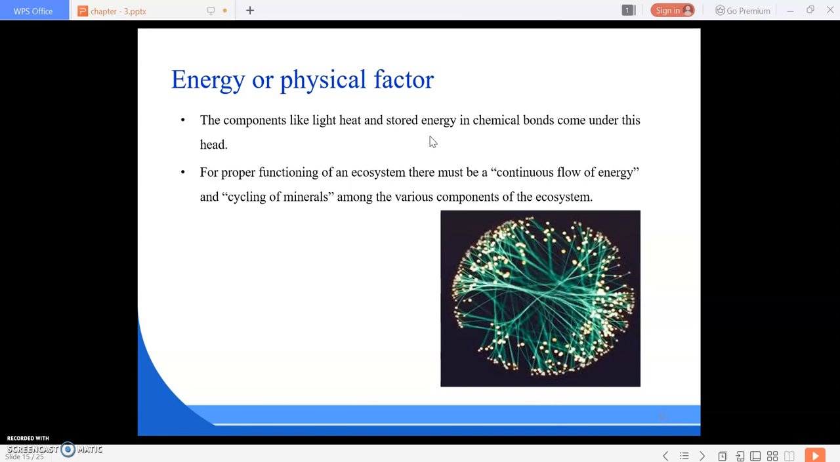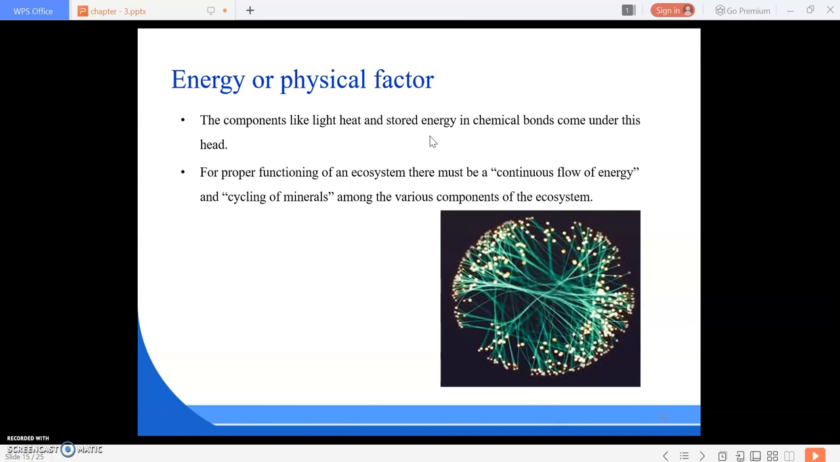So in the abiotic structure we have studied, the first is our materials or chemical factor, and the second is our energy or physical factor. We people, as living organisms, are also dependent on these factors. We cannot sustain in this world without these two factors. In the previous chapter on natural resources, we studied how important they are and how much we depend on these non-living things: the materials, the minerals, the water, and the energy resources.